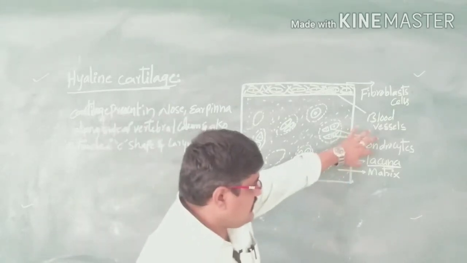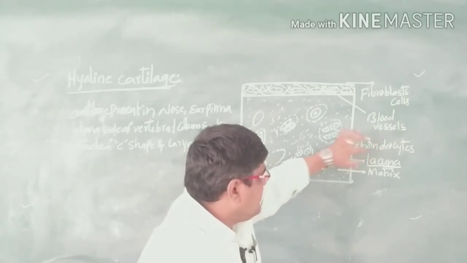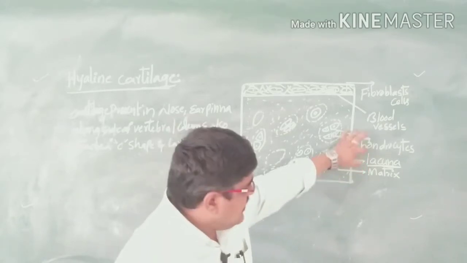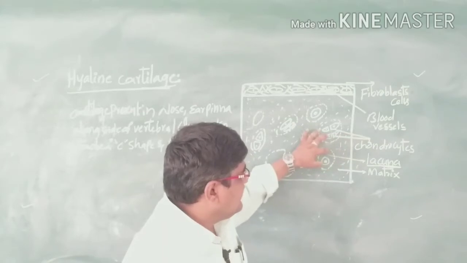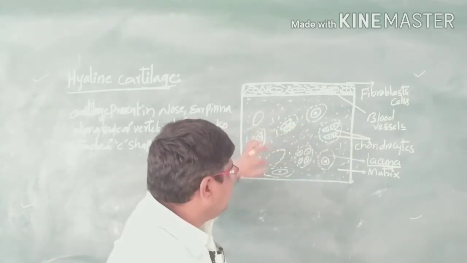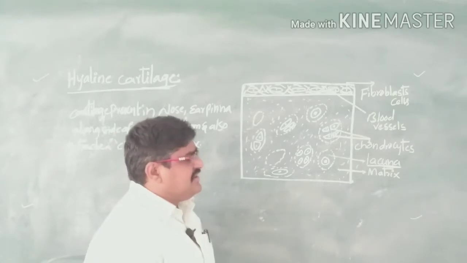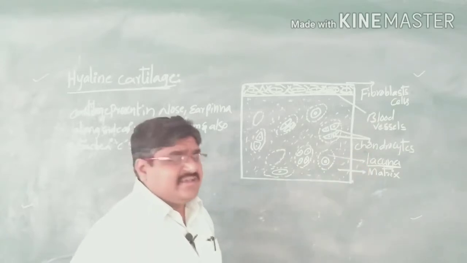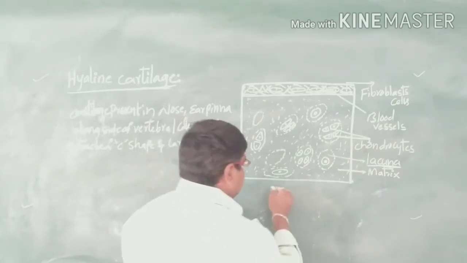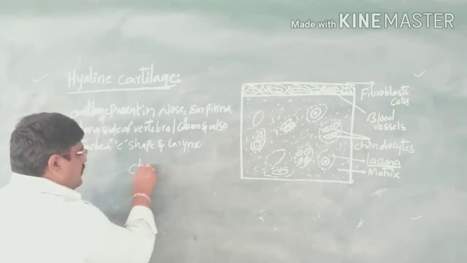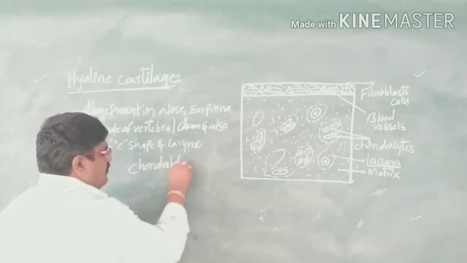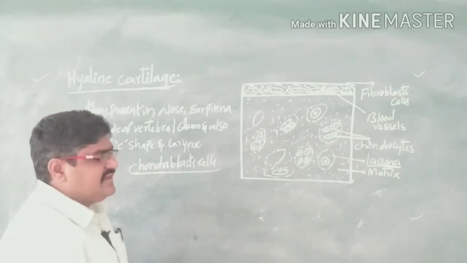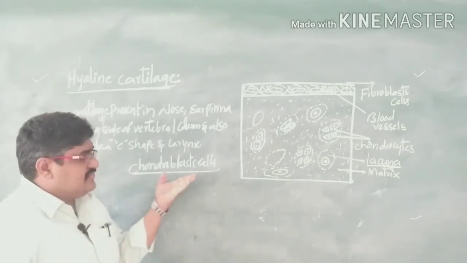These are called lacunae, where the ground substance, which you can call the matrix, contains the lacunae. In the lacunae there are cells, and we call these cells chondrocytes. These chondrocytes are secreted by the chondroblast cells.